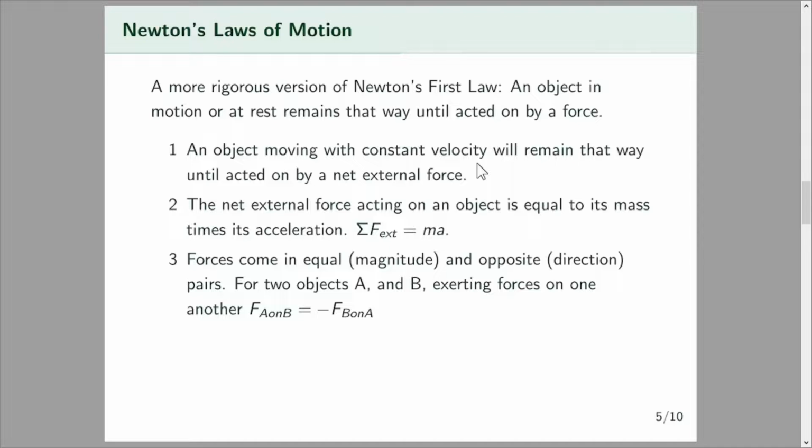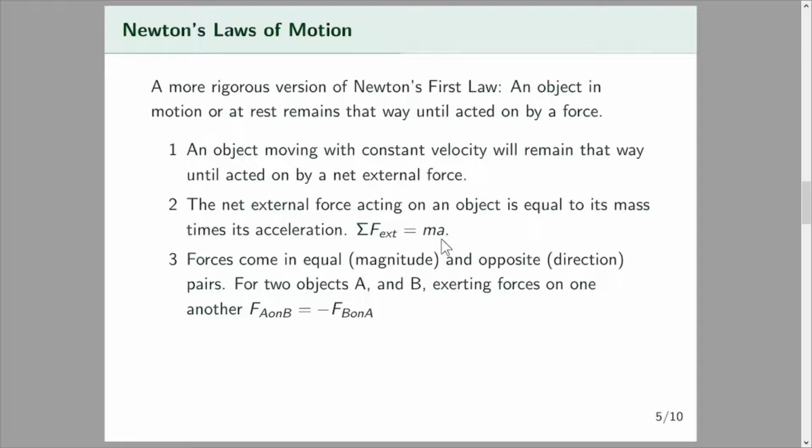The second law looks more or less the same. It just says that the net external force acting on an object is equal to its mass times its acceleration, right? Whereas before we just wrote F equals ma, now we've got this little mathematical language here. F external means external force, and this Greek letter sigma means the sum of all. So what this says is the sum of all external forces equals the mass times the acceleration of the object.